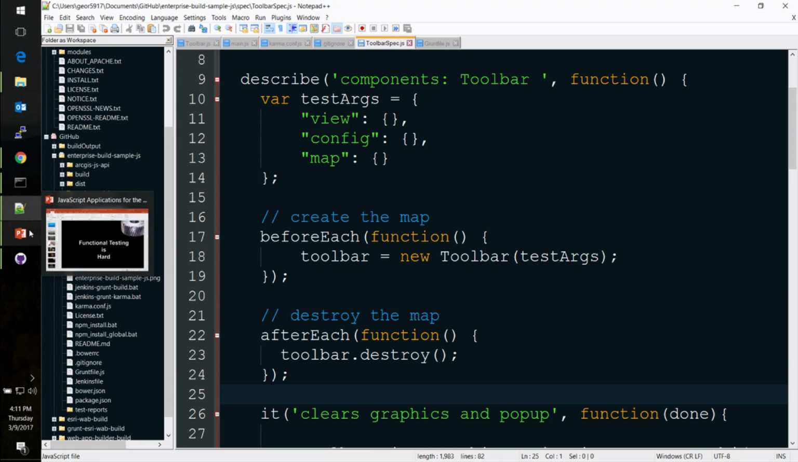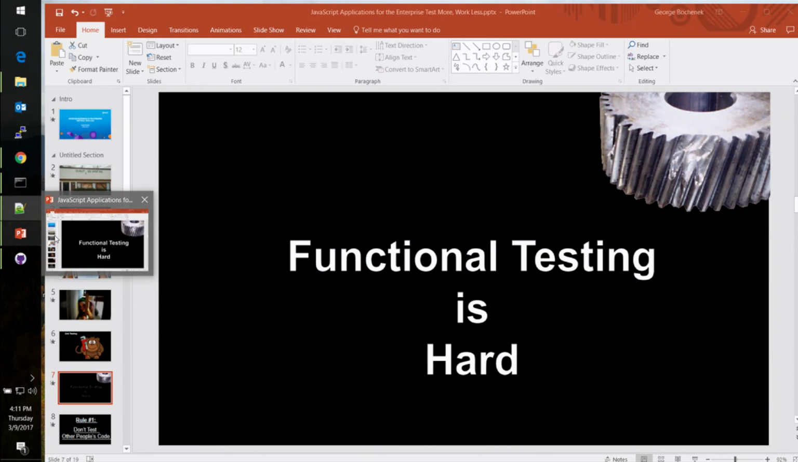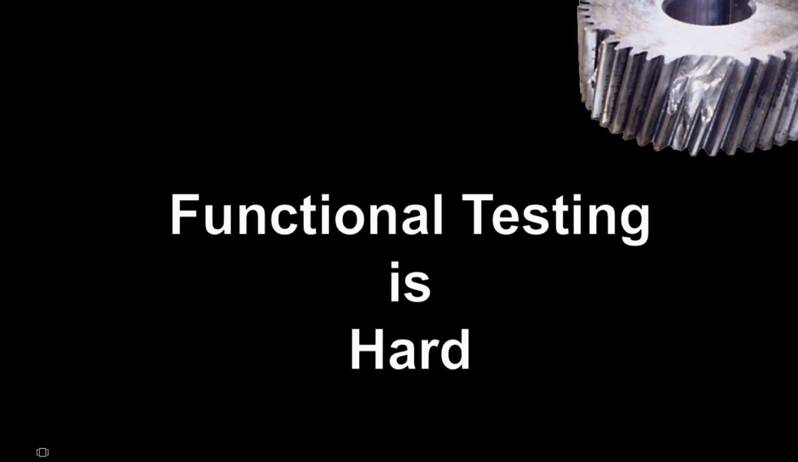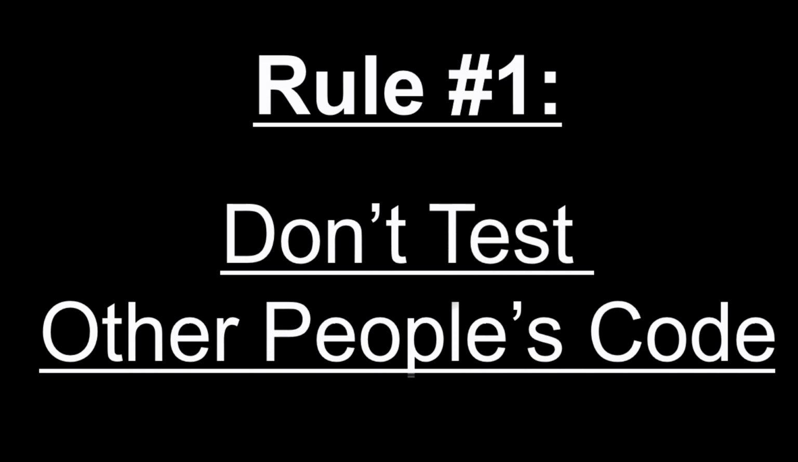Now, when it comes time to write the actual functions, there's some rules you need to follow to make this work well. Probably the single most important one for Esri JavaScript developers, or anyone using a framework, is to not test other people's code. This is really important. You don't want to test that the map is zooming in. You don't want to wait for a pop-up to show up and test what the content of a pop-up is.